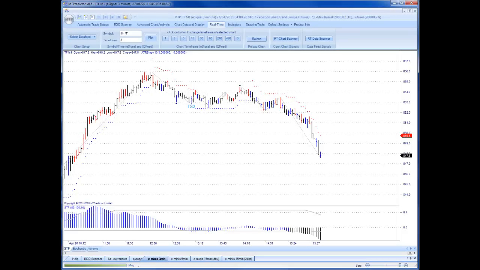Today I'd like to look at another example of my Holy Grail setup, this time on a 3-minute chart of the TF. This is the Russell Index. So it's a 3-minute chart of the Russell Index.